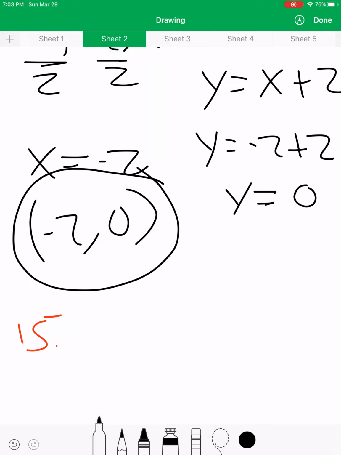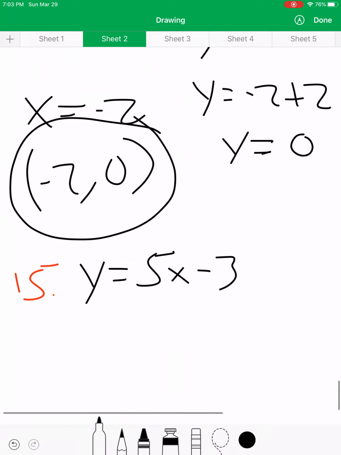All right, number 15, y equals 5x minus 3. And that's just Clara barking because McKaylee's about to come home. She went to Sonic. So just disregard Clara.